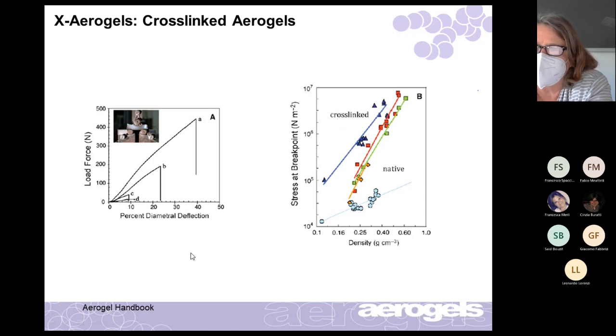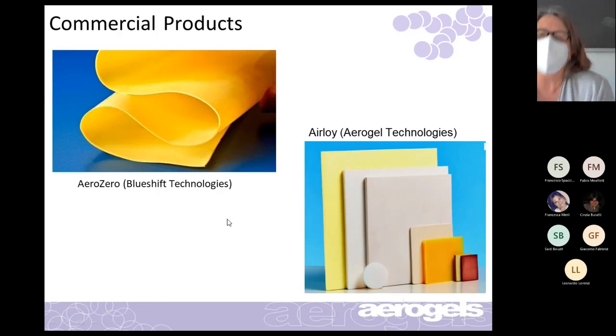So there are some commercial products out there that have taken advantage of this idea of cross-linked aerogels. I believe both of these are polyimide-based silica aerogels. There's a company called Blue Shift Technologies that makes Aero Zero. It's a film. And these were all developed at our NASA space agency. These small companies have licensed their technology to make these sort of films of aerogel.